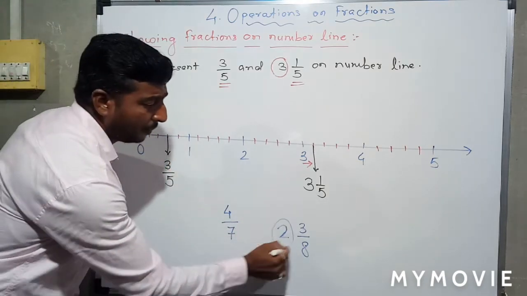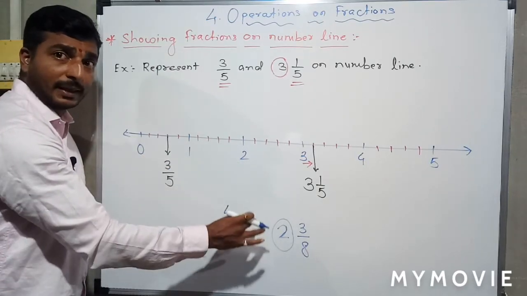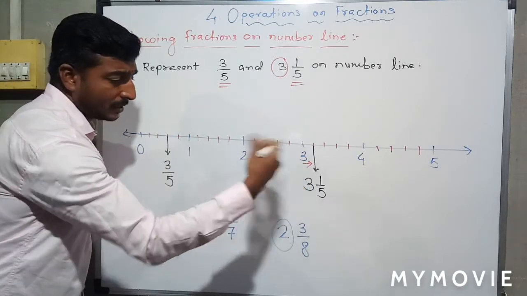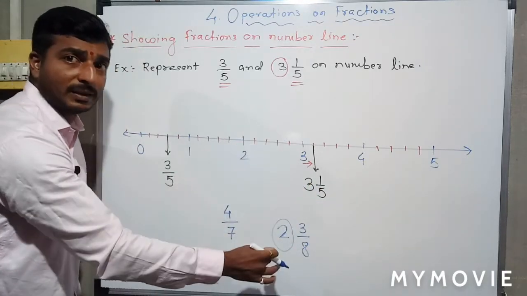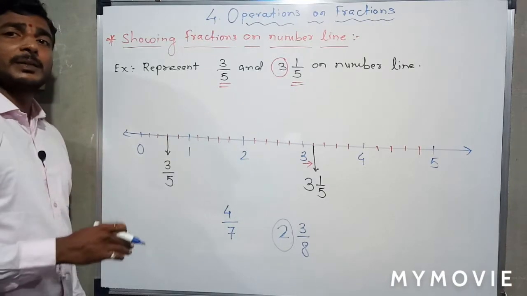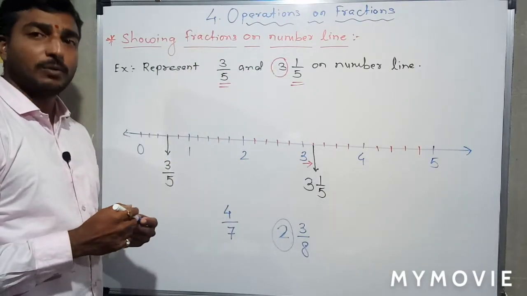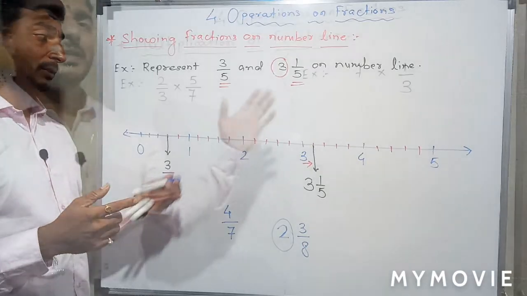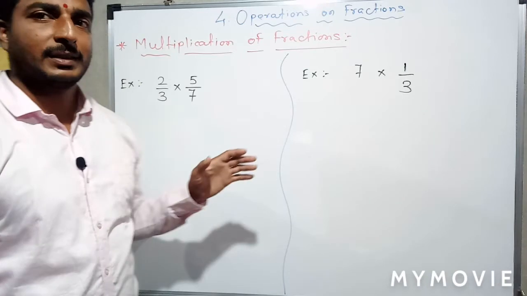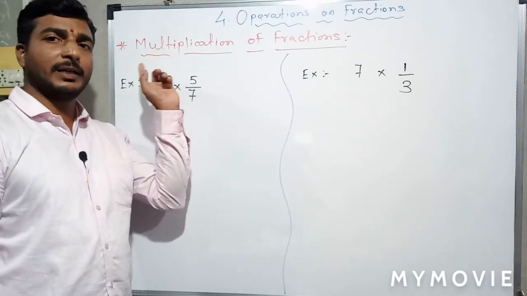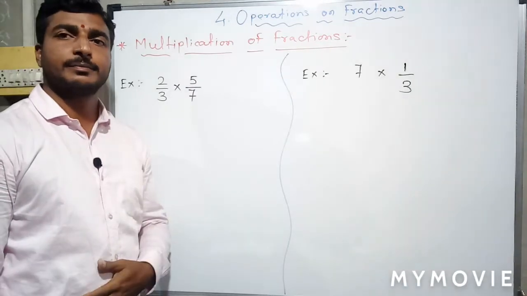As there are 2 complete units, so 1, 2, take 2 here complete, and out of the 8 parts, just after the 2, the third part will be the 3/8 portion. So that will be representing 2 and 3/8 on this type of number line. I hope you understand how we have started the 4th chapter, operations on fractions. In that chapter, the next topic that we are going to learn today is multiplication of fractions.